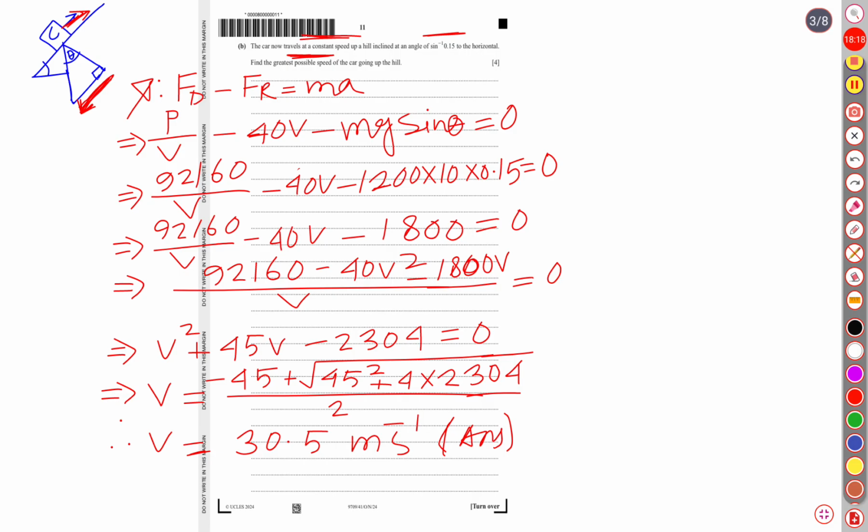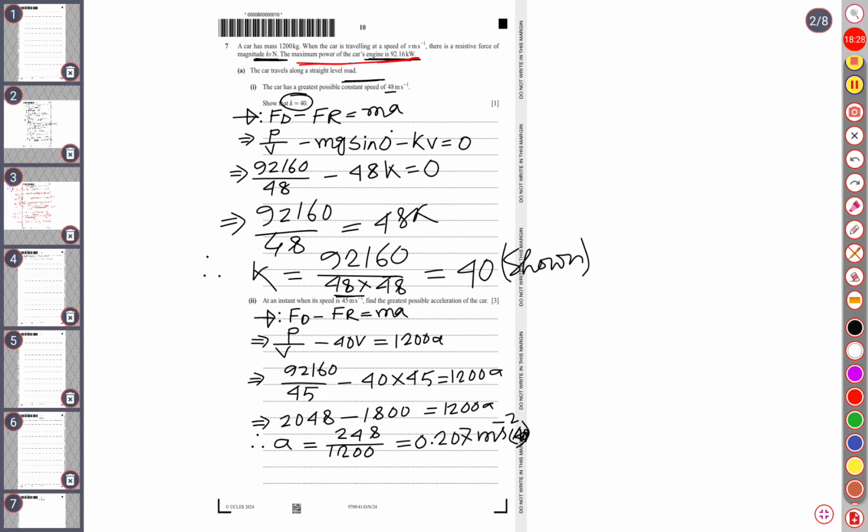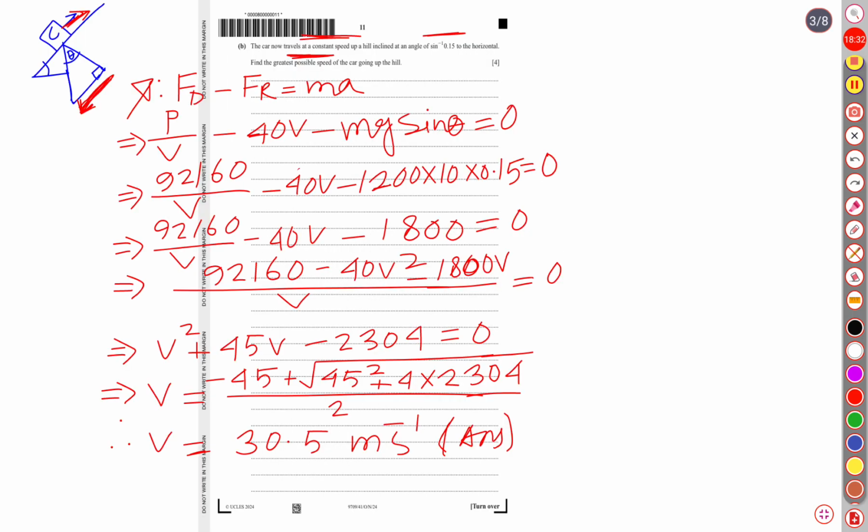So that's all about the solution to question number 7. These are the first two parts of the same question, and the final part is this one.